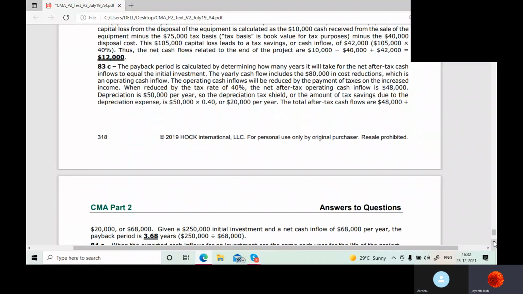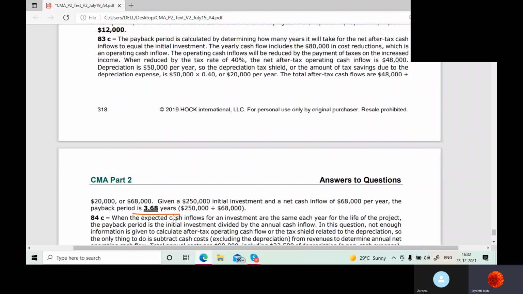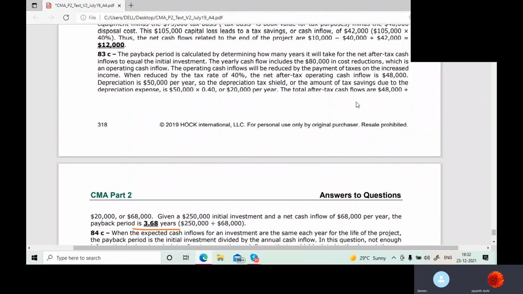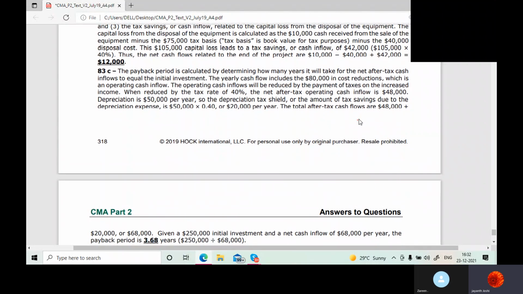That's good. You got the correct answer, 3.68 years. So your machine is of 250,000, and its depreciation is on a straight line basis. So 50,000 is your depreciation. And your operating cash flows are getting what? You're getting 80,000. This is after tax, yeah, after we remove tax, it will be 68.